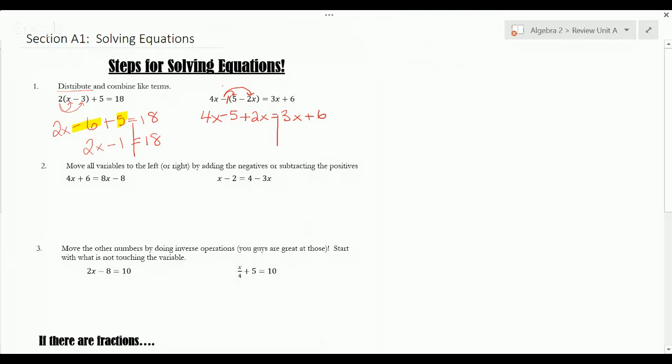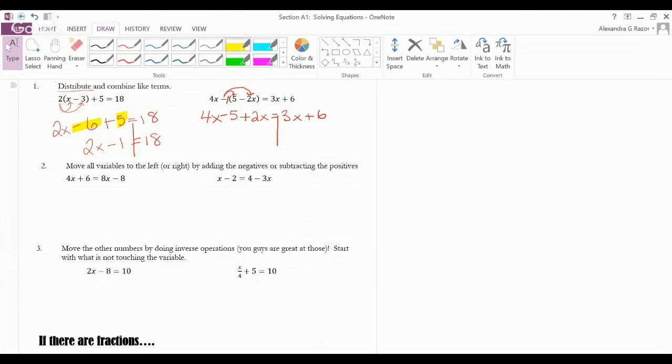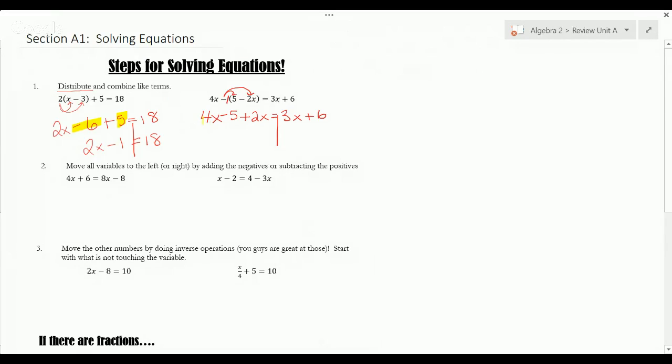And now if you notice on the left, same thing again, I'm going to highlight my like terms. This time my like terms are the 4x and the 2x. And 4x and 2x makes 6x, bring down the 5, equals 3x plus 6. So again, anytime you see parentheses, you want to distribute, and then you need to try and combine like terms when possible. And you can only combine like terms on the left of the equal sign or on the right.